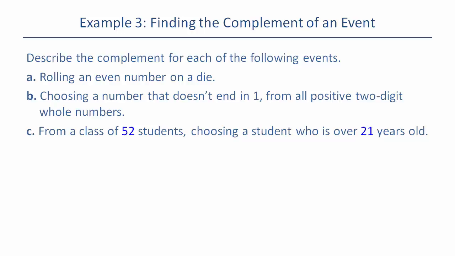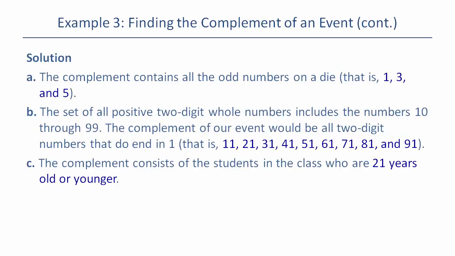And then from a class of 52 students, choosing a student who is over 21 years old, the complement would be anybody who's 21 or younger, because they said over 21, right? So if someone was 21 years old, they wouldn't satisfy that event, but they would satisfy the complement. So like I said, the first one was odd numbers. The second one would be all numbers that don't end in 1. So basically everything except for 11, 21, and so on. And then the complement is 21 years old or younger. Like we said, 21 years satisfies the complement because the actual event had to be older than 21.